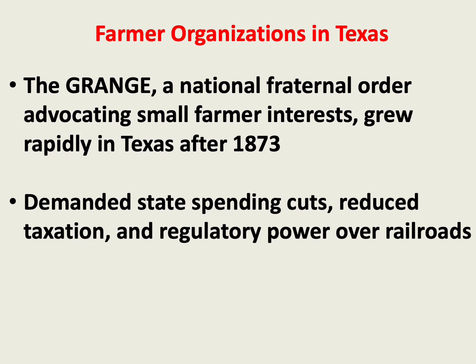Now, the Grange was a national farmer organization. It first started off just as a social organization to exchange information, and then it quickly took on political advocacy. And it grew very, very rapidly in Texas, starting in the 1870s. It demanded that the state government cut expenditures. It wanted reduced taxation. And most importantly, it wanted the state government to regulate the railroads. The farmers maintained that the railroads charged far too much money. The directors of the railroads were becoming millionaires, and the farmers couldn't afford it, particularly at a time of falling prices.